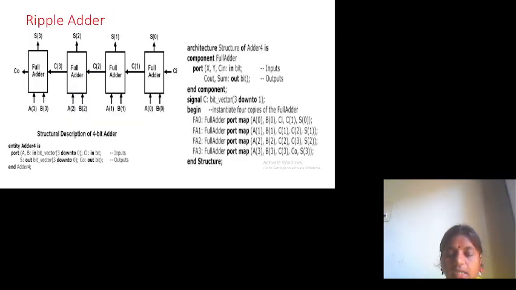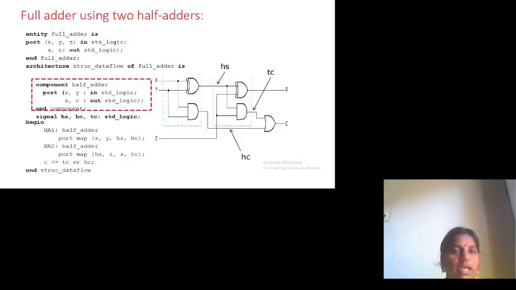Let us consider the entity full adder, and the ports are X, Y, Z: in std_logic. Output ports are S, C: out std_logic. End entity, the name is full_adder. This is the entity and port declaration. Now the architecture struct_data_flow of entity name full_adder is.